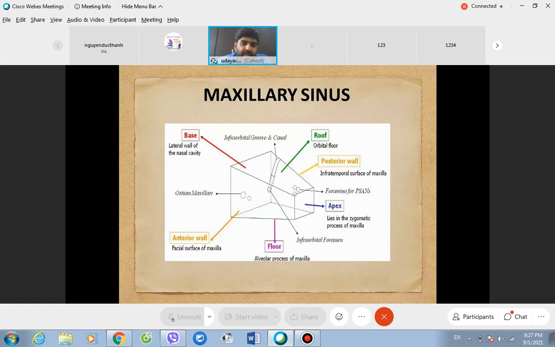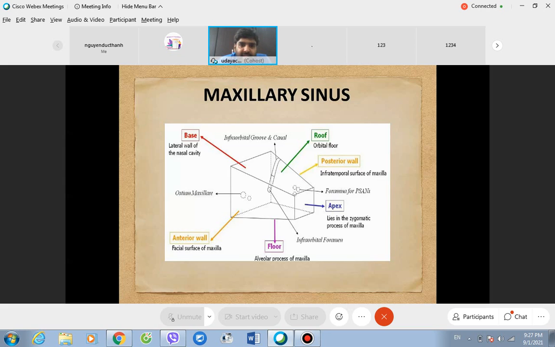This is an important picture. How is the maxillary sinus located? The maxillary sinus is a pyramidal shaped sinus, with its lateral wall at the base of the pyramid towards the lateral wall of the nose. See, this is the lateral wall of the nose, and this is where maxillary sinus is located. So this lateral wall forms the base of the maxillary sinus, which is a pyramidal shaped structure.